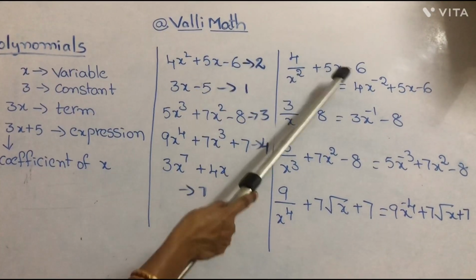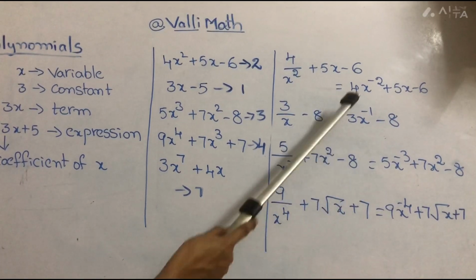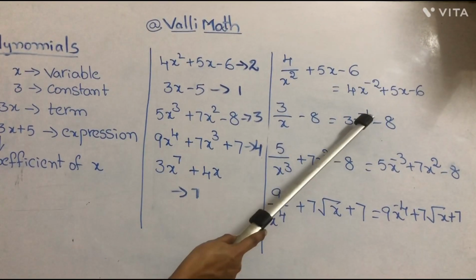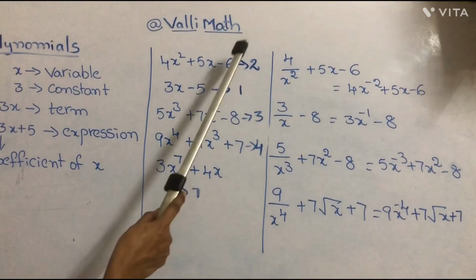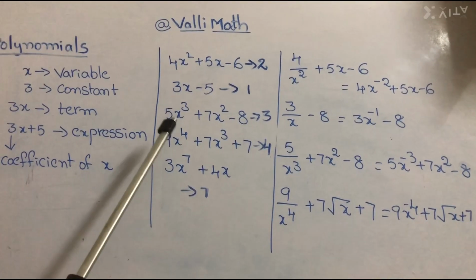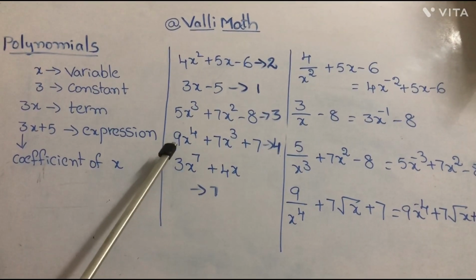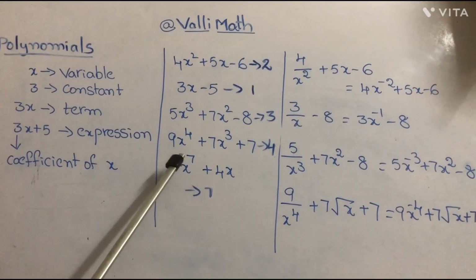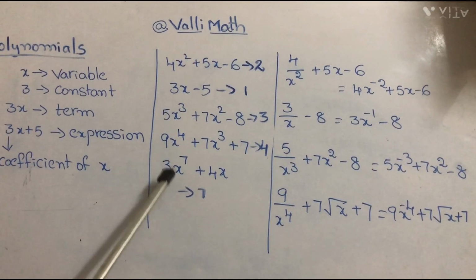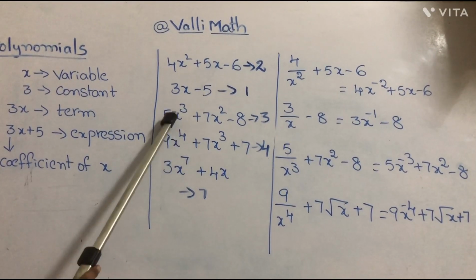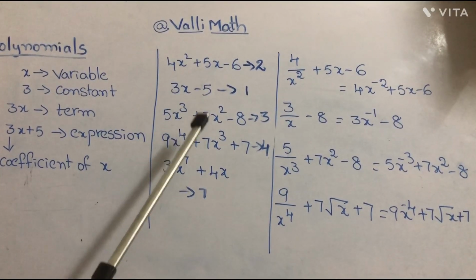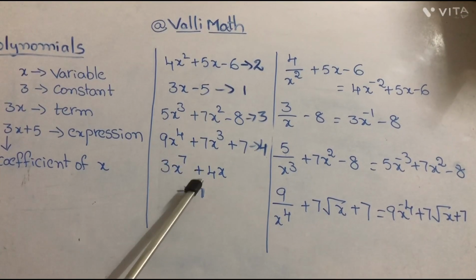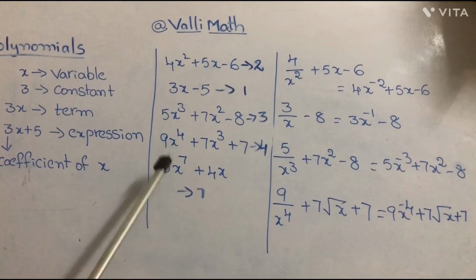Now these are not polynomials because the variables are having negative powers. Here the variables are having positive powers. Once again I am telling, an algebraic expression in which the variables involved have only non-negative integral powers is known as a polynomial.